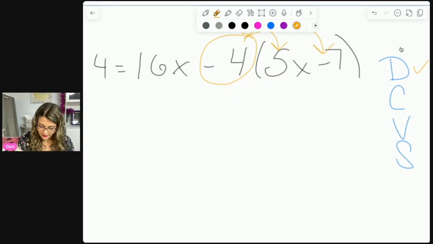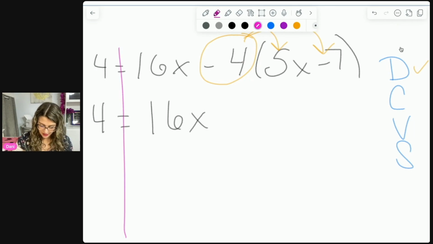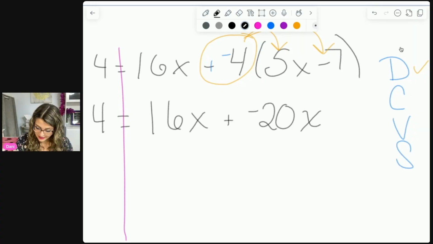I'm going to bring everything else down that I am not touching yet. Okay. -4, remember that -4 is really like a -4. You can keep it just as -4, or you can do the keep, change thing. Either is fine. I like both. -4 times 5x is -20x. You might also see that as just -20x. It's the same. And then you have this -7. Remember? So a -4 times a -7 is going to give us a +28.